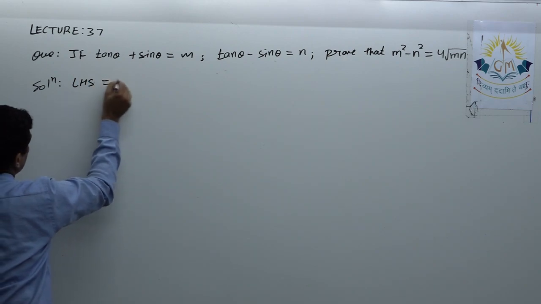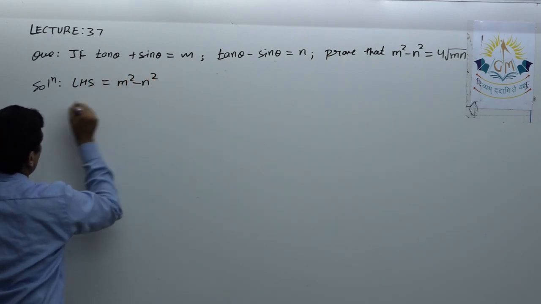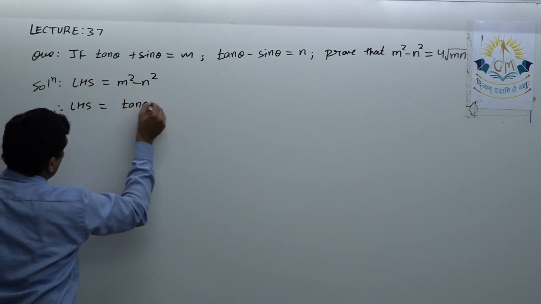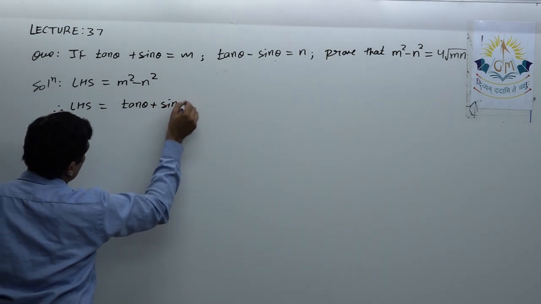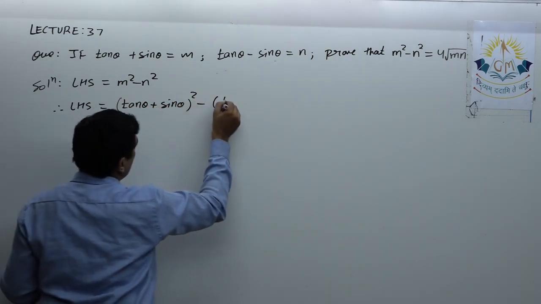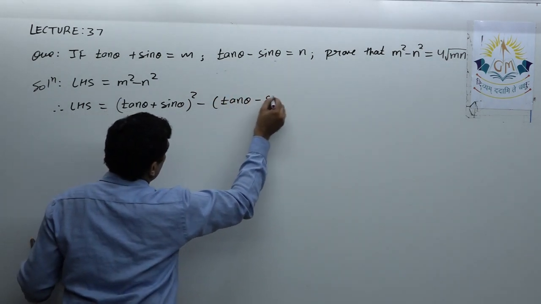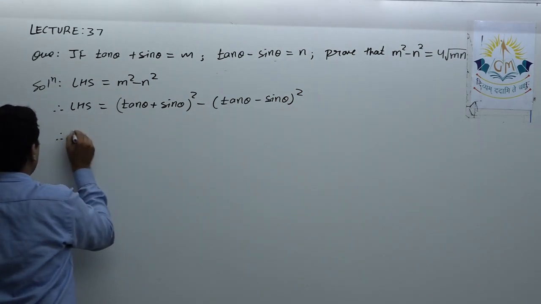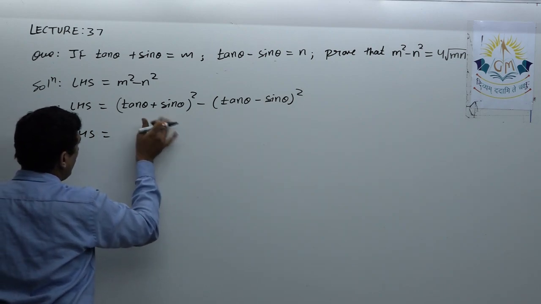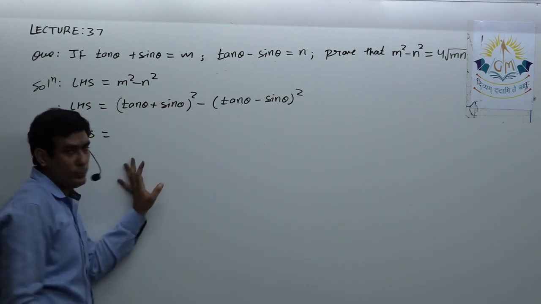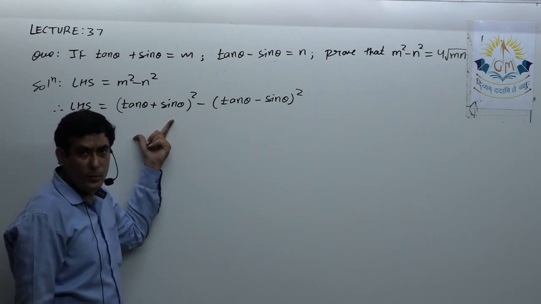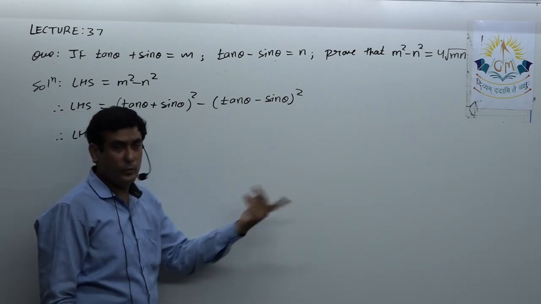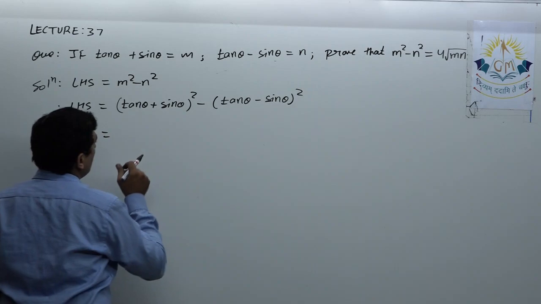LHS is m square minus n square. Therefore LHS is, in place of m and n, tan theta plus sin theta whole square minus tan theta minus sin theta whole square. I just replaced m and n. There are two ways to solve this. Either I apply the identity of a plus b whole square and a minus b whole square, or simply I apply the identity of a square minus b square. In both cases we'll get the same thing.